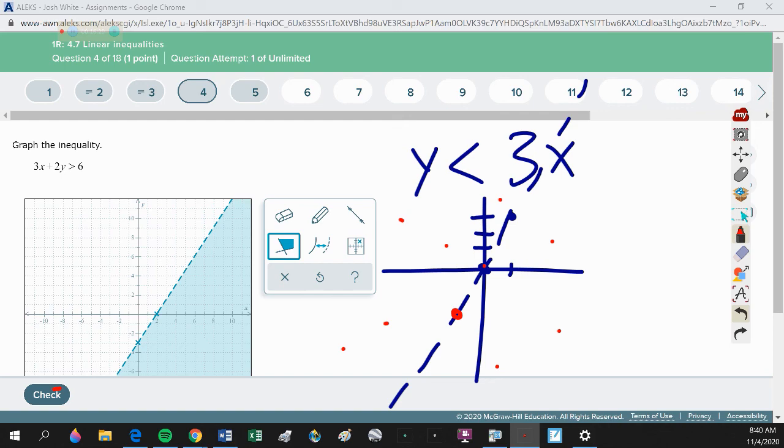So what point should we choose? 1, 1 is a good one. And we can see that 1, 1 does not hit the line. Is 1 less than 3? Yes. So we shade this side over here.